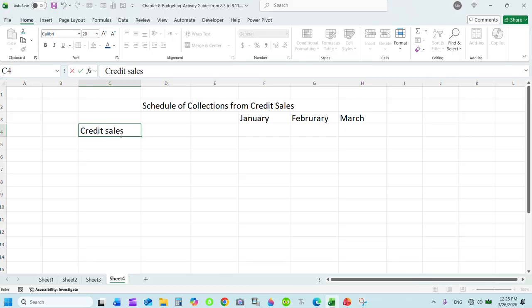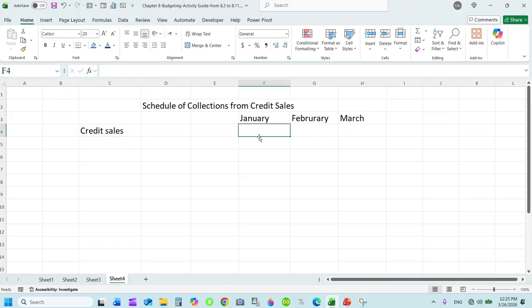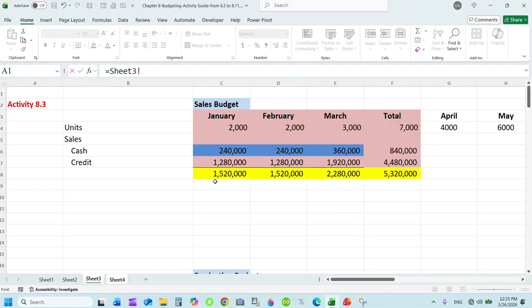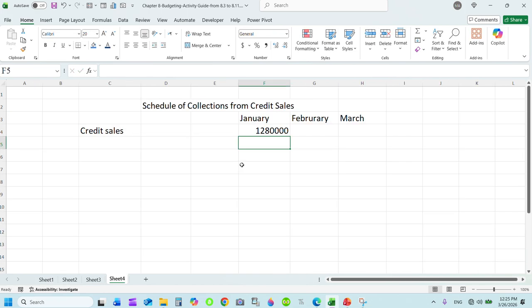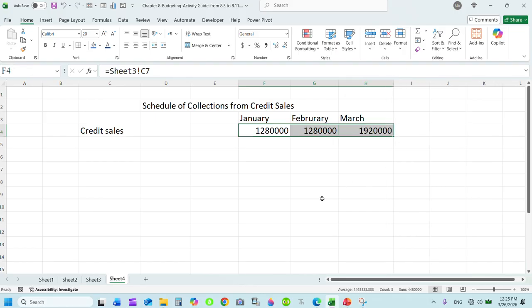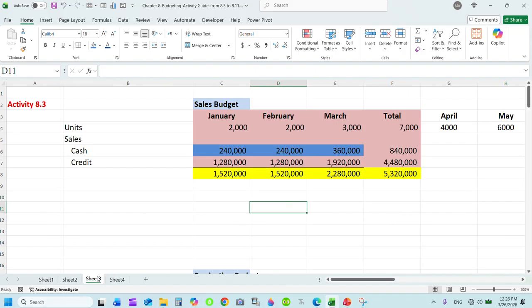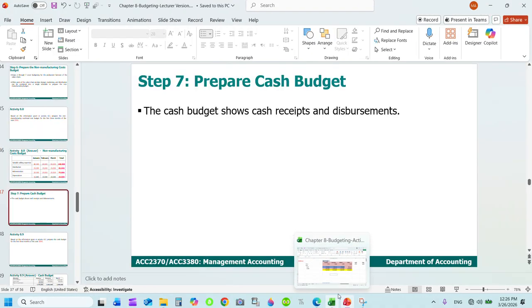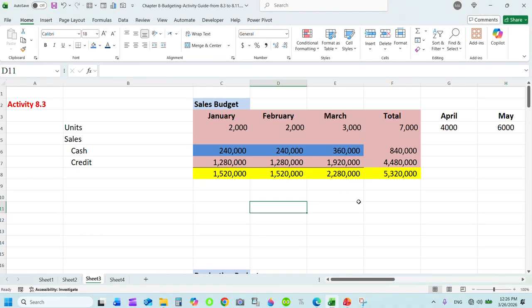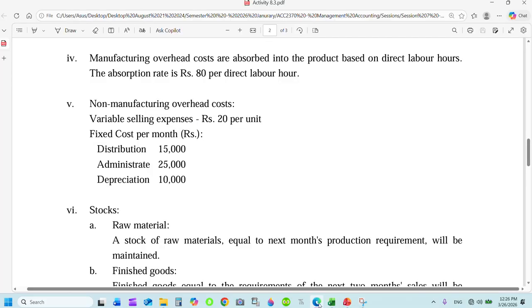Credit sales. Now my January credit sales, how much? 1,280,000. February 1,280,000. March 1,920,000. Right? Yes. Okay. Now let's see their collection policy.